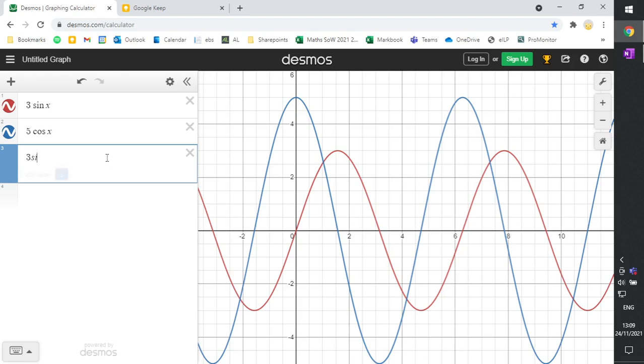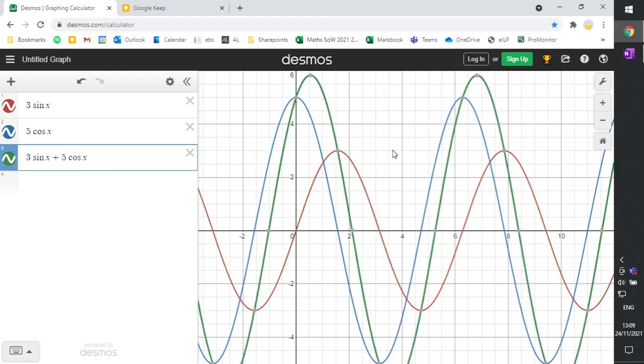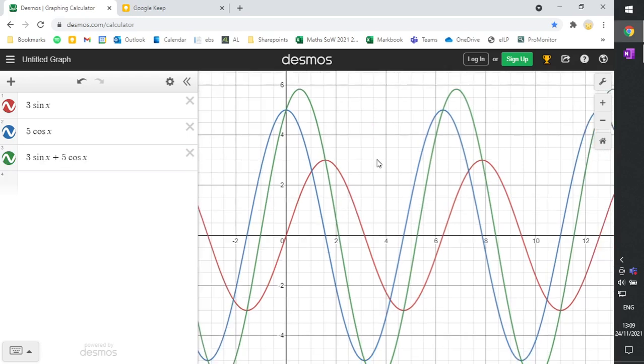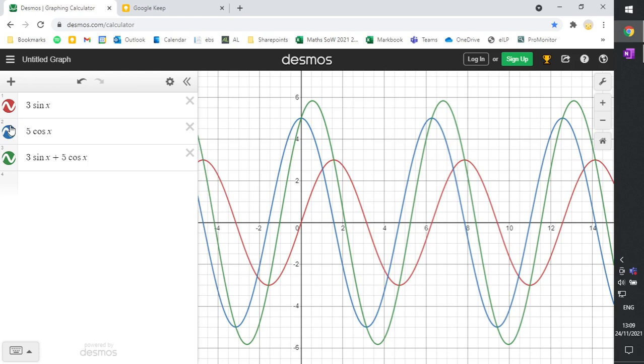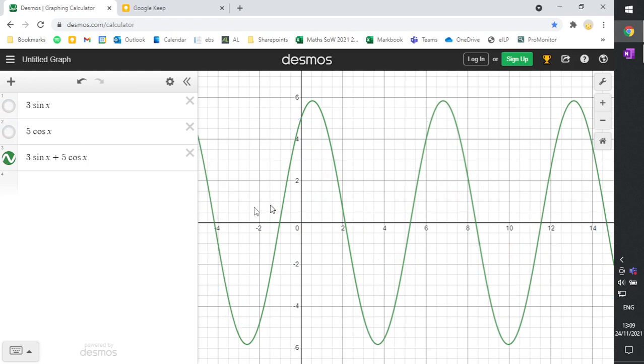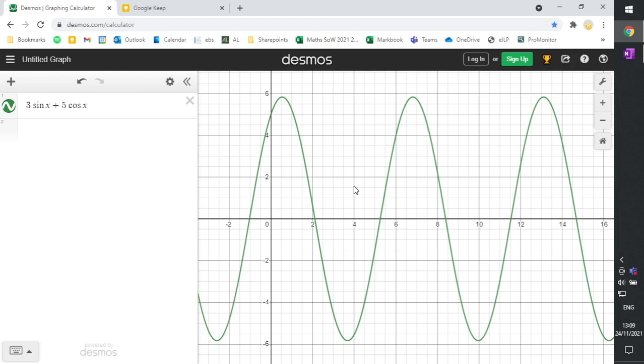Now, luckily, Desmos could just do this for me. And this green wave is what we get when we add the two together. Okay, let's turn off the other two so we can see it a bit more clearly. So this equation here, 3 sine x plus 5 cos x. Now you might notice that it basically looks like a sine wave or a cos wave. It doesn't look too different really.